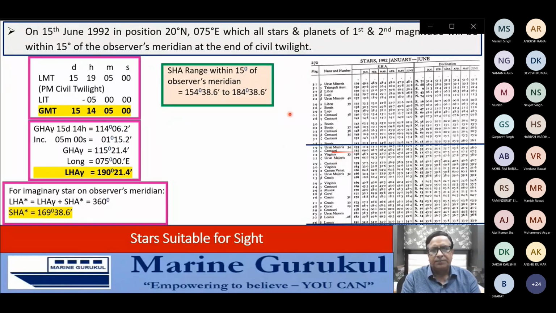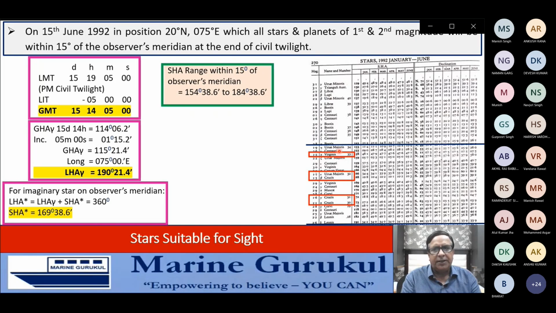Magnitude is in the first column. So we identify there is one star here of magnitude 1.2. Then there are two stars out here, one of 1.7 magnitude, another of 1.5. Then two more here, 1.6 and 1.1 magnitude respectively. In this range, we find these are the only 5 stars which belong to first and second magnitude. So these are the 5 stars.